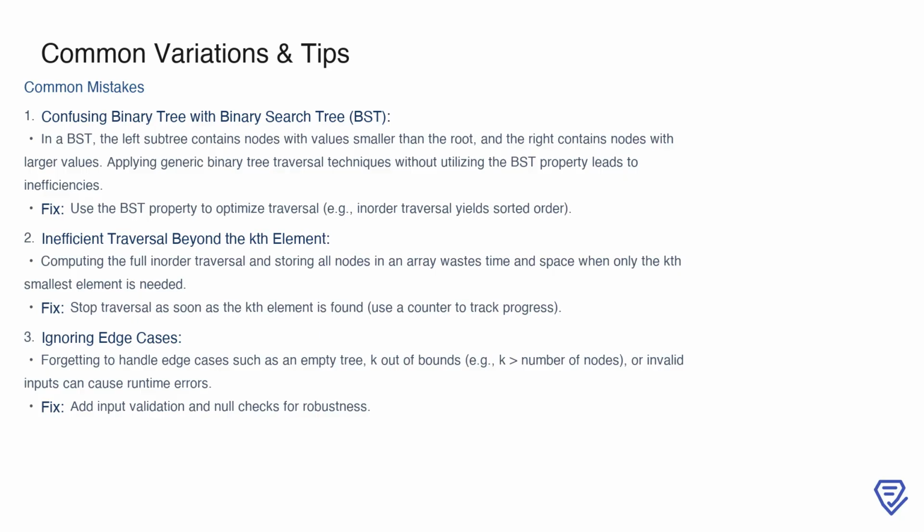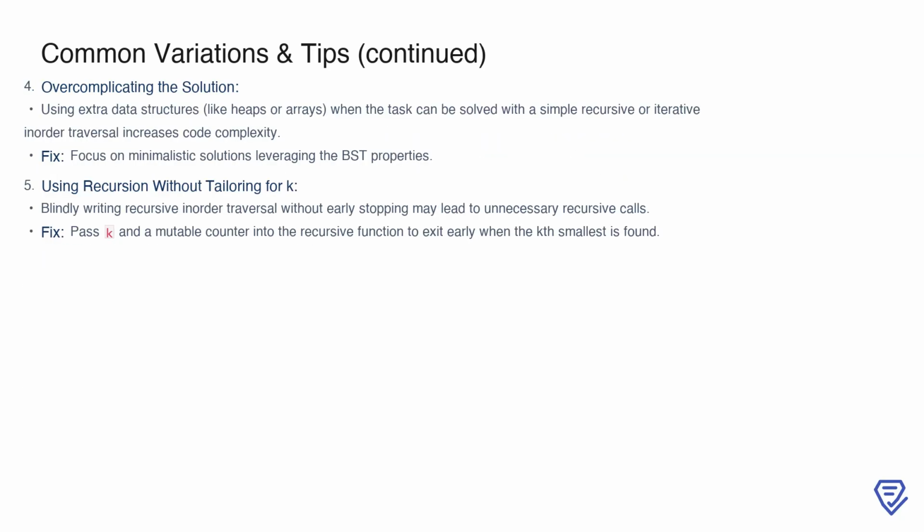For instance, if the tree is empty or k is out of bounds, your code might crash. To avoid this, always validate inputs and handle edge cases, like null trees or invalid values for k, to ensure robustness in your implementation. Another mistake to avoid is overcomplicating the solution. Some people resort to additional data structures like heaps or arrays, but this can make the code unnecessarily complex. Instead, aim for a minimalistic solution that takes full advantage of the BST properties. Using a simple recursive or iterative inorder traversal is often more than sufficient.